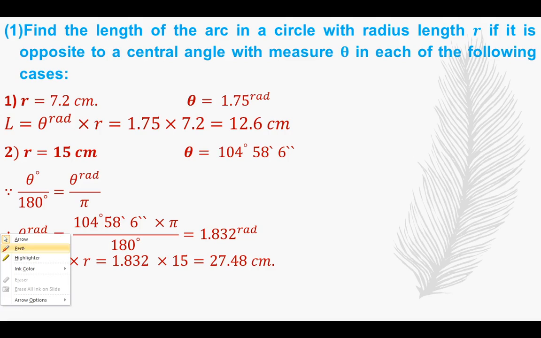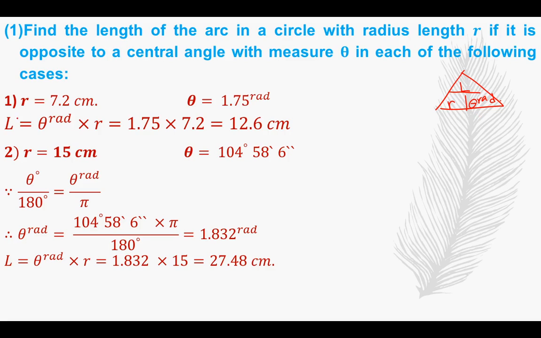How can we solve this problem? Here we want to find the length of the arc. What is the rule of the length of the arc? Let's draw the triangle here, L on the top, and we have R and theta radian. So to find the length of the arc, you multiply R times theta radian.